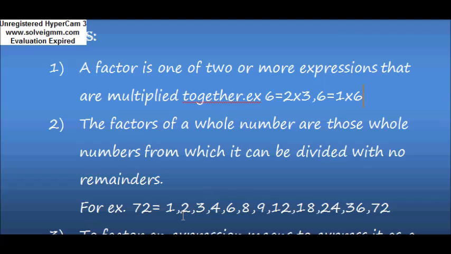For example, if we divide 72 by 2, we get 36. And similarly, if we divide 72 by 3, we get 24 with no remainder. So we can check all these numbers and divide 72 by each of them. We'll get the answer with no remainder, or you can say zero remainder.